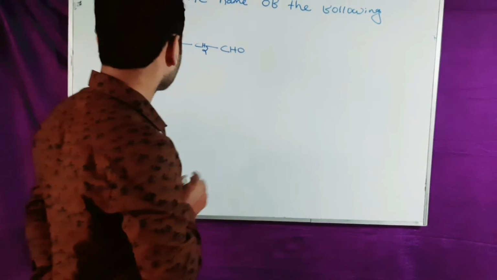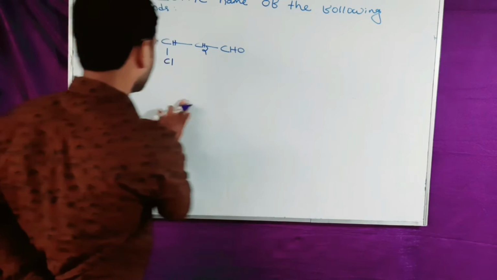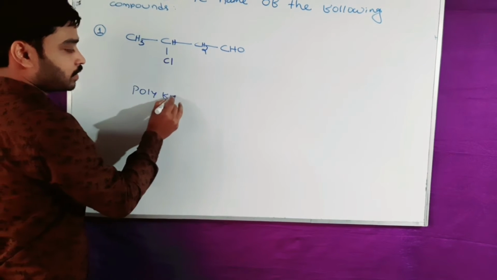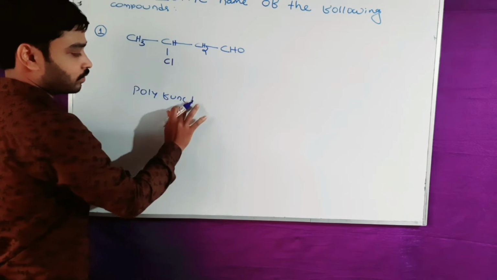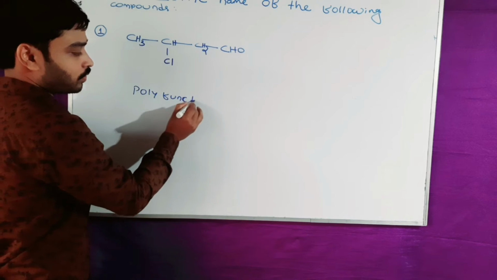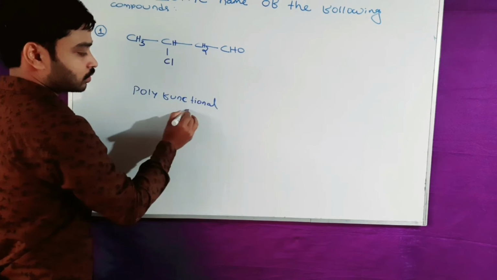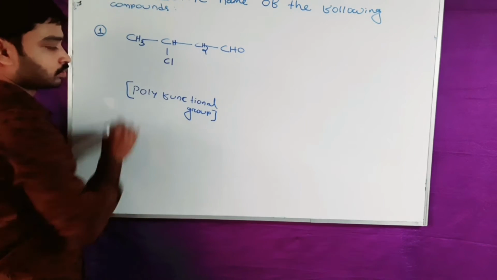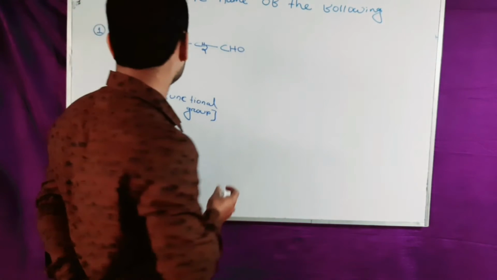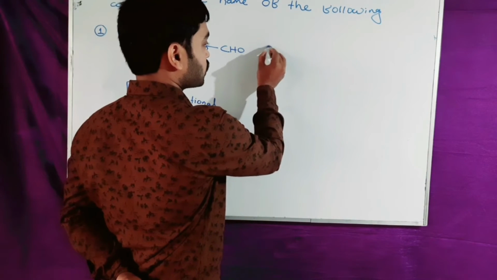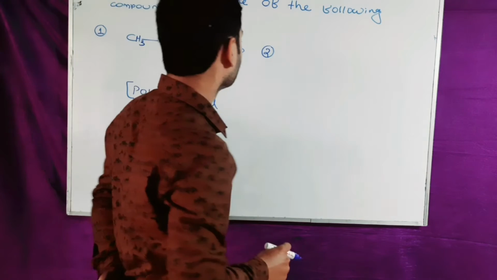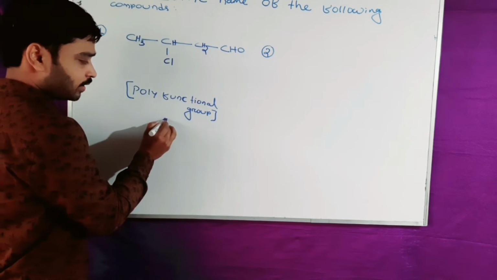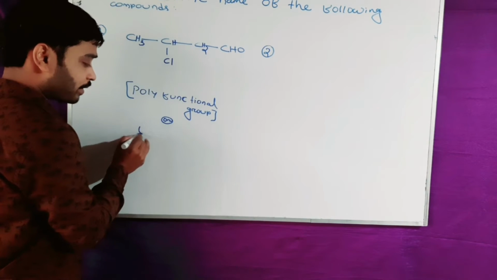So it is the first question for you, and I have told it is the use of polyfunctional group. I am just writing the type. It is the use of polyfunctional group. And the second question is, you can tell it as a polyfunctional group use, or anyone can tell it use of priority rule.